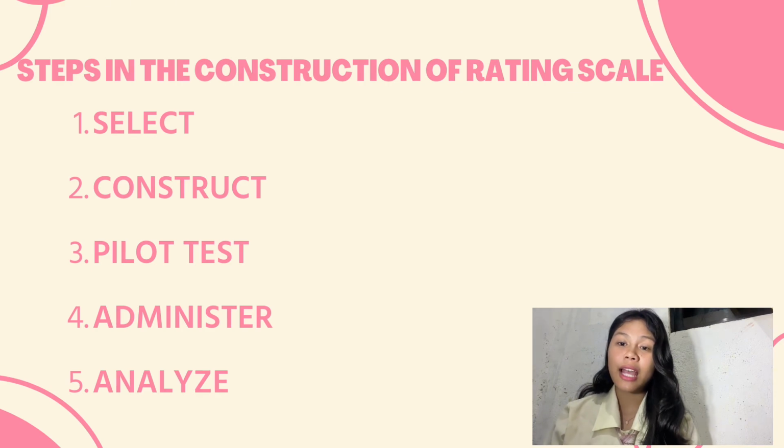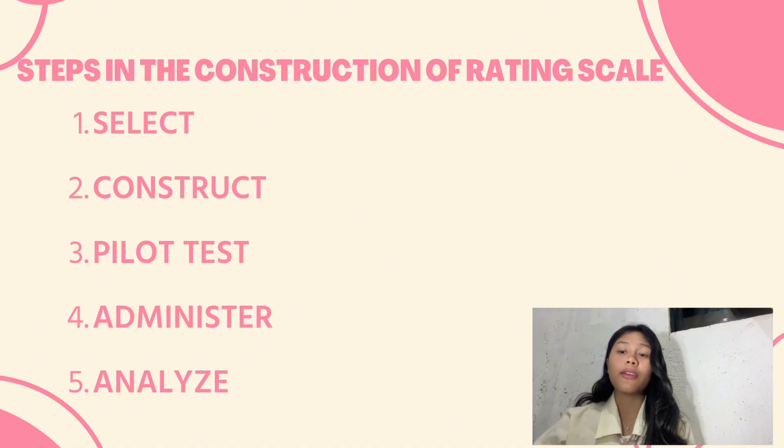The second step is, of course, we write clear and simple statements related to what we want to measure. These statements should include both positive and negative ideas so students can answer it honestly. And the third step is we need to test the rating scale on a similar group of students to check if the questions are easy to understand, and if there are confusing items, we need to revise them.